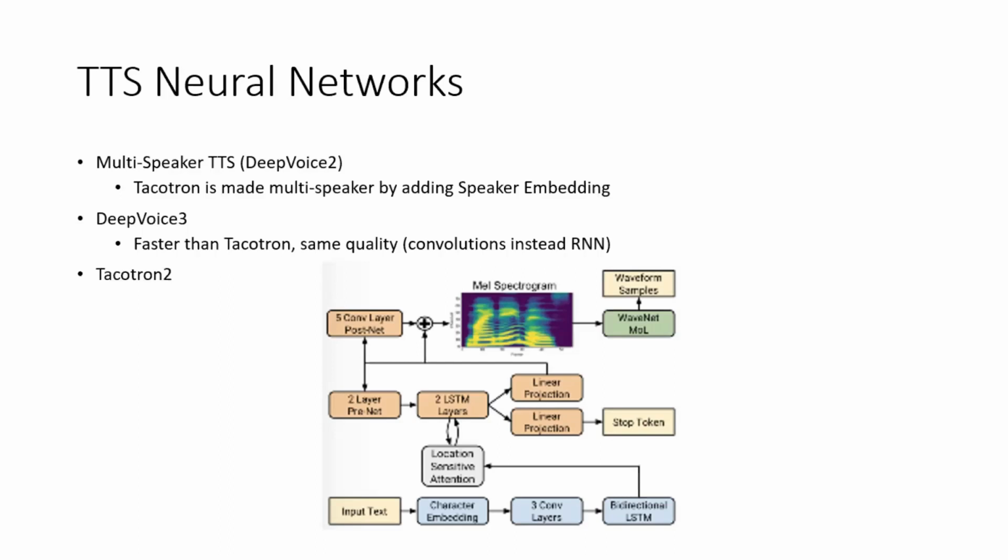And also there is a Tacotron 2 model that generates mel spectrograms and uses a WaveNet-based vocoder, and it performs better than the previous Tacotron.